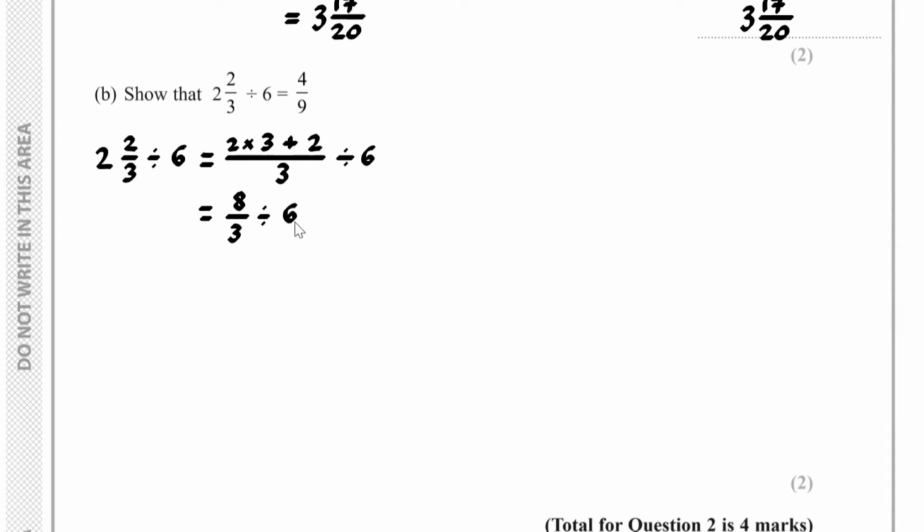Now, dividing by 6 is the same as multiplying by 1/6. So we have 8/3 multiplied by 1/6. And so, working this out, we have 8 over 18, because 1 times 8 is 8, and 6 times 3 is 18. And we can simplify this fraction by dividing both the numerator and the denominator by 2. So we end up with 4/9, which is the result we wanted to show.